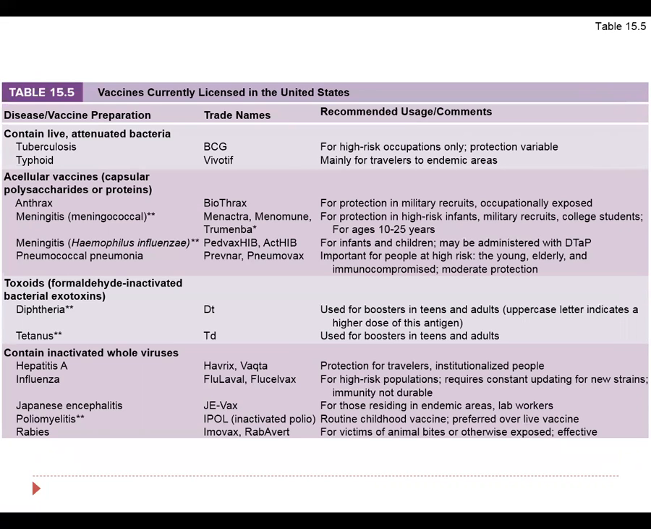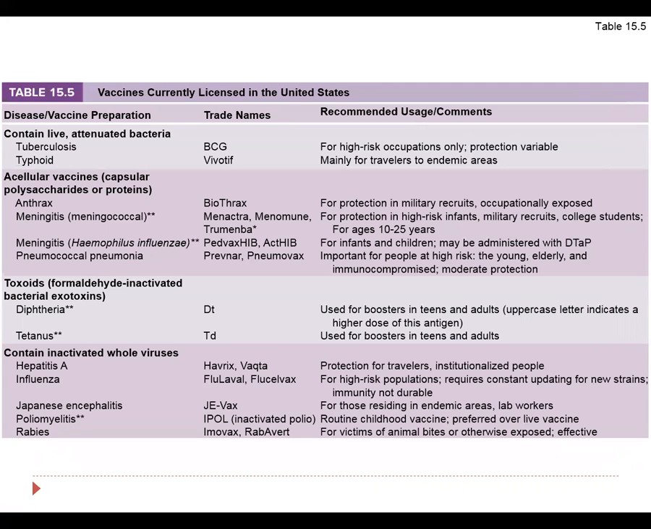Here we do have vaccinations that are licensed within the United States, but they're not commonly given to individuals in the United States, such as tuberculosis, typhoid, and anthrax. These 3 specifically are only going to be given for very high-risk occupations or military. Beyond that, meningitis and pneumococcal pneumonia vaccines are only going to be given to high-risk individuals.